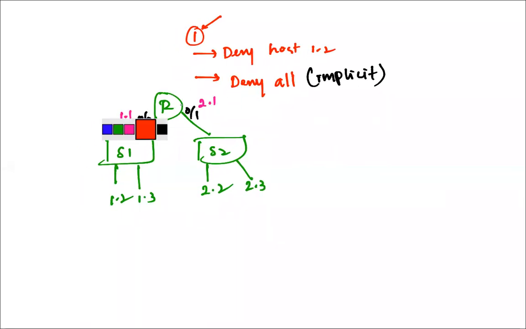Okay, now let's try to understand the same scenario. Assume that I'm trying to ping from 1.2. From 1.2, I'm trying to ping 2.2.